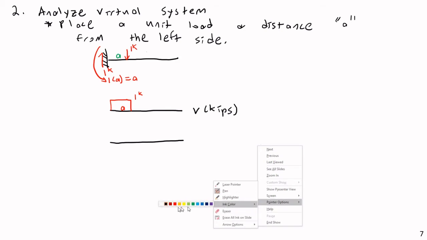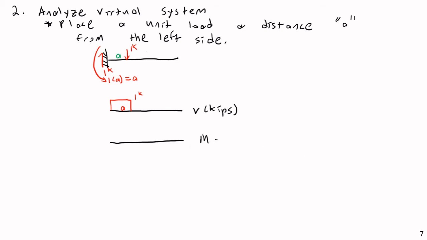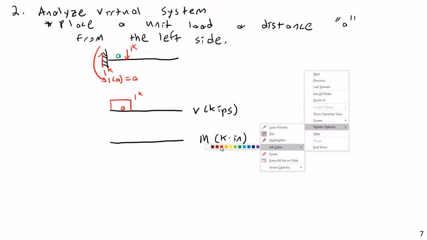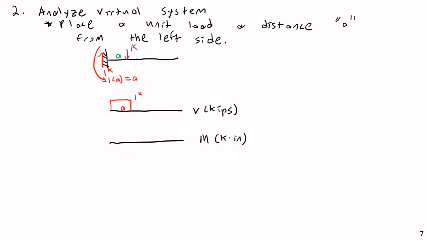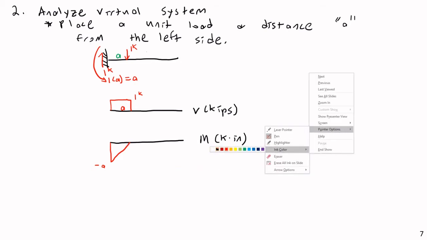And then for our moment here, M in kip inches, well, first of all, we're going to drop down to negative a, again, because we have a counterclockwise moment of a applied at the left end as a reaction, but the internal moment is going to be negative a there. And then the area of this is 1 times a, or simply a, and it will linearly increase up to 0 here. And so let's just go ahead and run through getting the moment function.